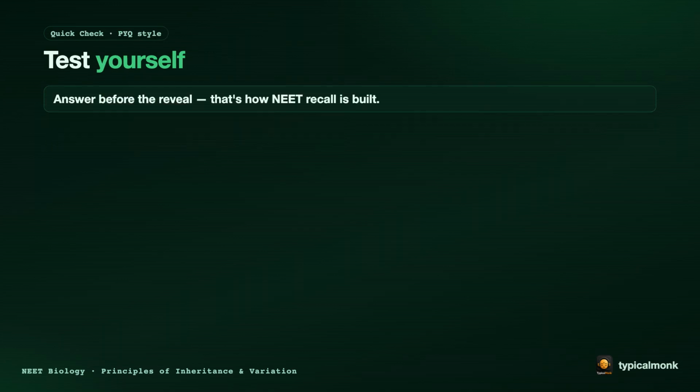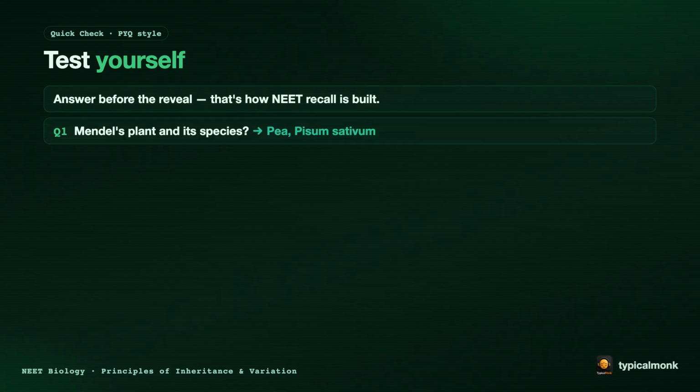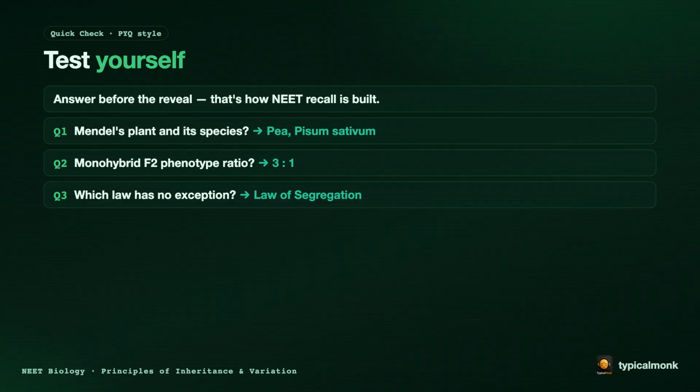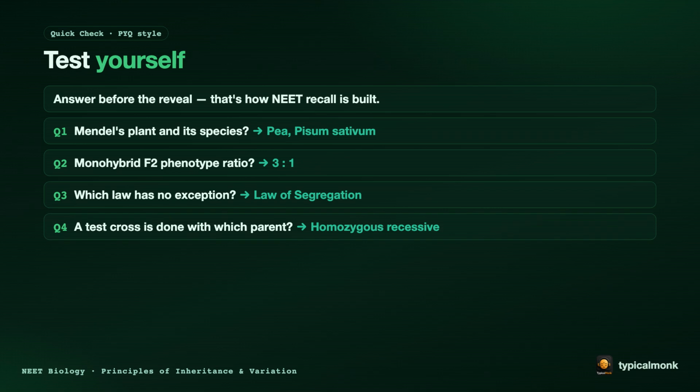Now test yourself. Answer each one before it is revealed. Answer first. That is how you build strong NEET recall. Question 1. Mendel's plant and its species? Answer. The Pisum sativum. Question 2. The monohybrid F2 phenotype ratio? 3 to 1. Question 3. Which law has no exception? The law of segregation.